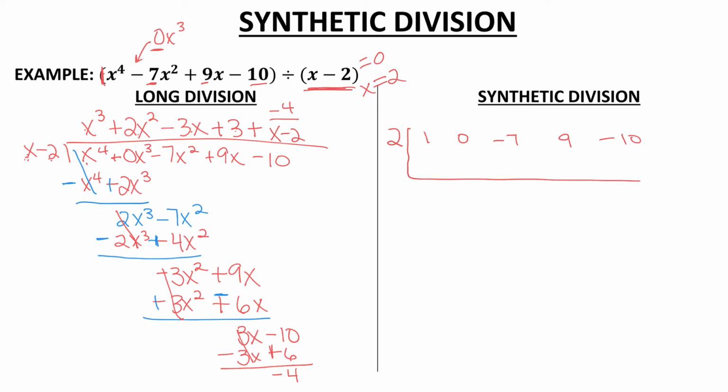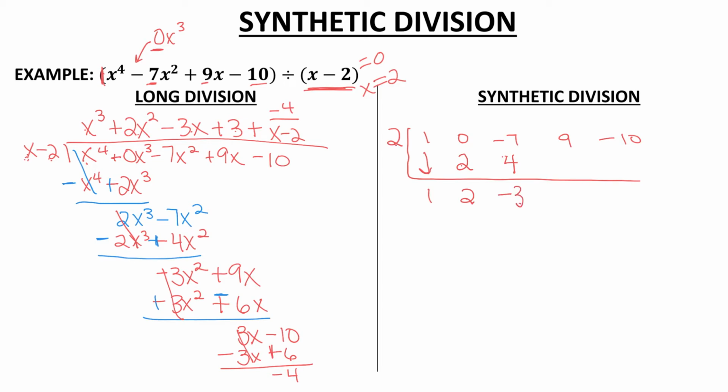Here are the steps. What you're going to do is bring down that first number, so 1. You're going to multiply the 2 times 1, and that's going to go right here. So 2 times 1 is 2. Then you're going to add, so 0 plus 2 is 2. Then you're going to multiply. 2 times 2 is 4, and that goes here. Then you add. -7 plus 4 is -3.